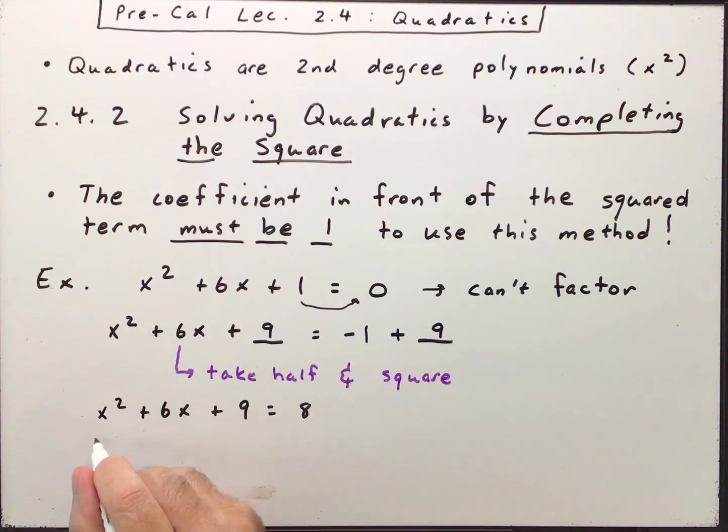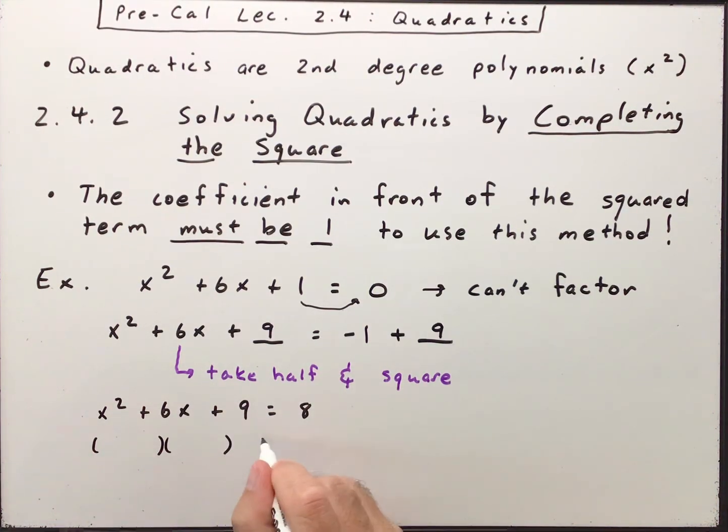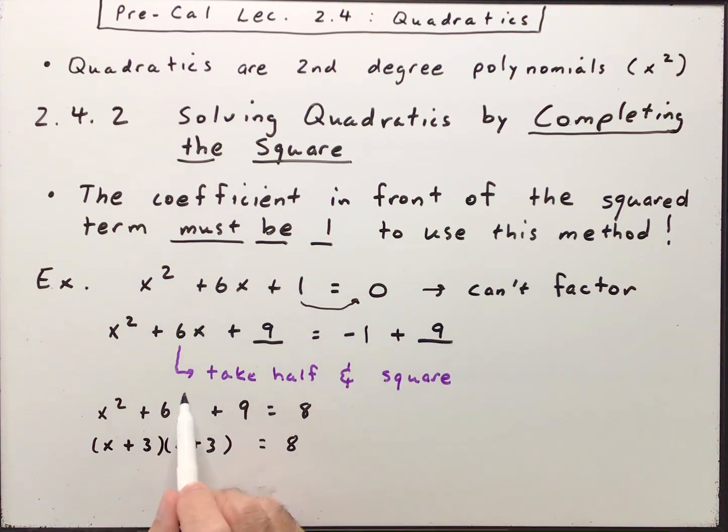Now we can factor this. It's a perfect square, actually. So how would we factor? It's (x + 3)(x + 3). Now, if you want to know the quick way to know what it's going to be, it's half that middle term. Half of 6 is 3, so it's (x + 3)(x + 3). Double check. x² + 3x + 3x is 6x. 3 times 3, 9. So I'm going to rewrite this as (x + 3)² = 8.